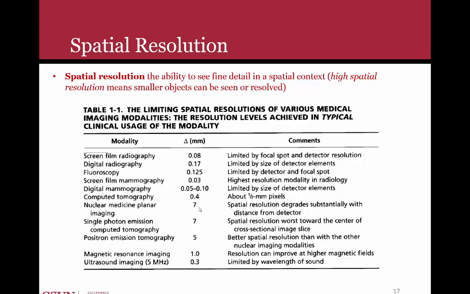7 millimeters. You would think that's pretty bad, but remember that this isn't really useful for giving you anatomical information. It's more useful for giving you physiological information. So even if you're limited to 7 millimeters resolution, you're at least able to locate generally where a process that you're interested in is taking place.